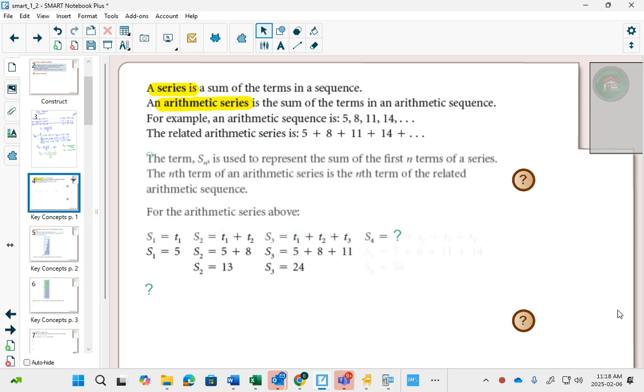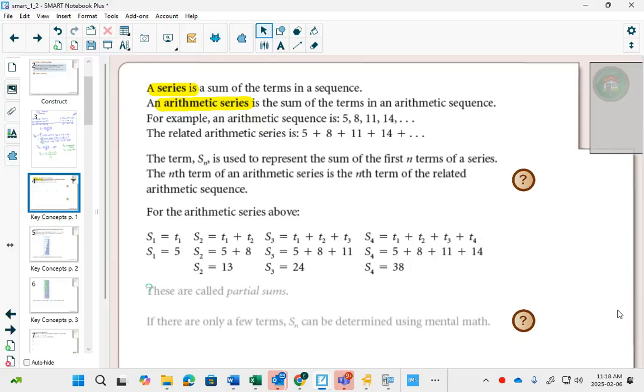So we use that little number to say how many of the terms you're adding up. And sometimes these are called partial sums because the thing keeps on going forever, but you're only adding up to a certain amount. Okay?